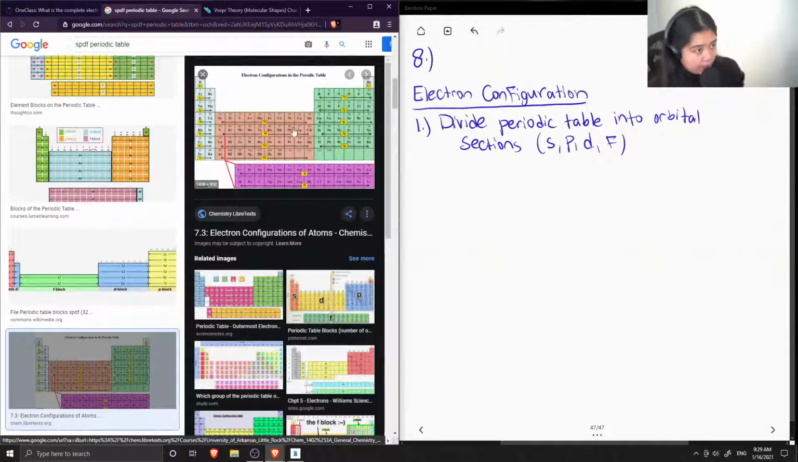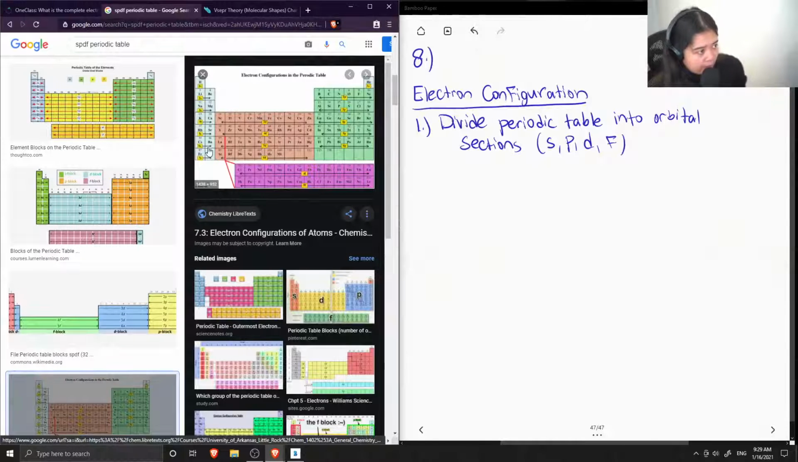So for example, the S block is in light blue, which is our first two columns. The P block is shown in green, and the D block is this orange, so it's the middle transition metals. And then finally, the last two rows is the F block, which is all the lanthanides and actinides.